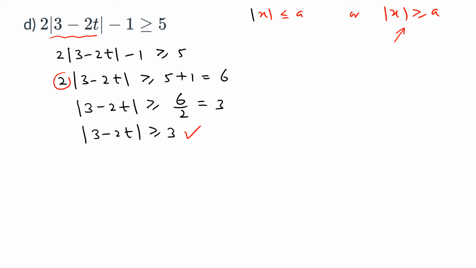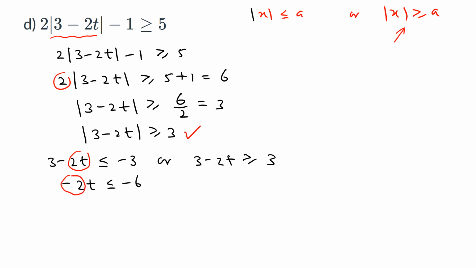From the theory, this says that 3 - 2t has to be less than or equal to negative 3, or 3 - 2t has to be greater than or equal to 3. Now we try to isolate the term t. That means you subtract 3 first. If you subtract 3, you get negative 2t ≥ 0 for the second case, and negative 6 for the first. Then divide both sides by negative 2, which is a negative number, so the sign switches. Negative 6 over negative 2 is 3. So t ≥ 3 is one solution.